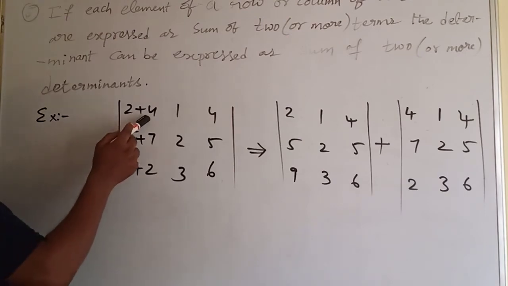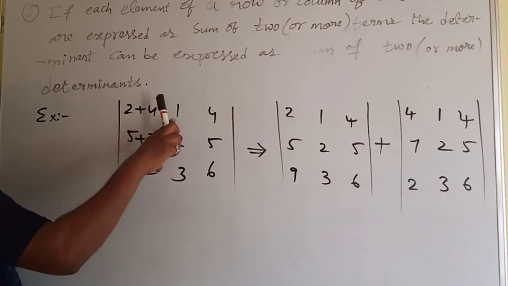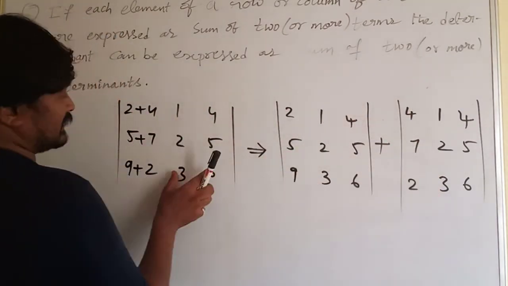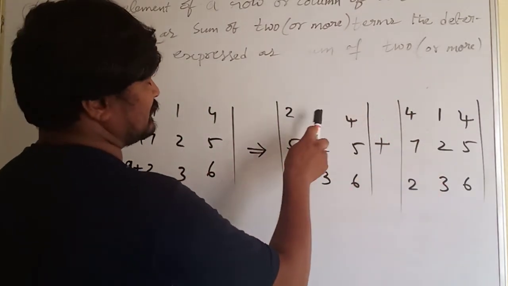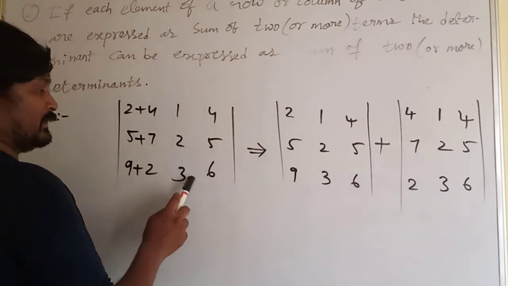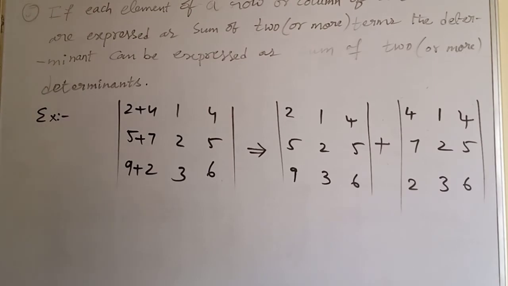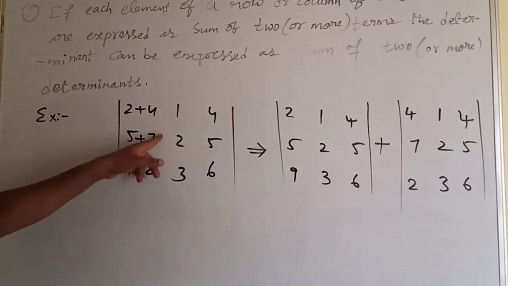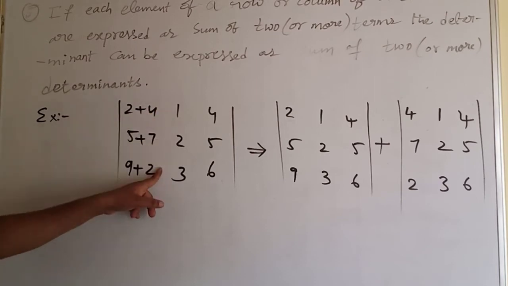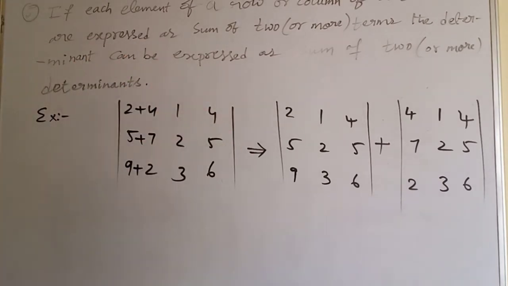Meaning if you have added any numbers, those numbers you can write separately as a determinant, and the remaining entries will be the same as they are. See, you can observe here that 1, 4, 2, 5, 3, 6 will be the same for both. So we can express it in this method. If three numbers are there, with another row also added, then you can write it as 3. That is about your fifth property. Let's move on to the sixth property.